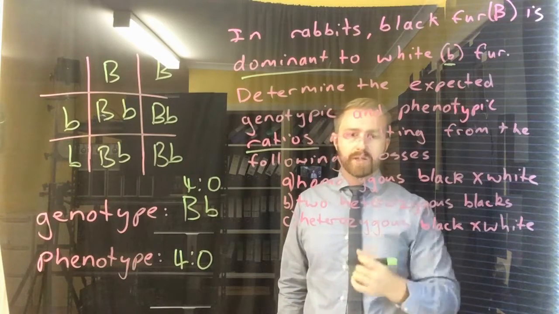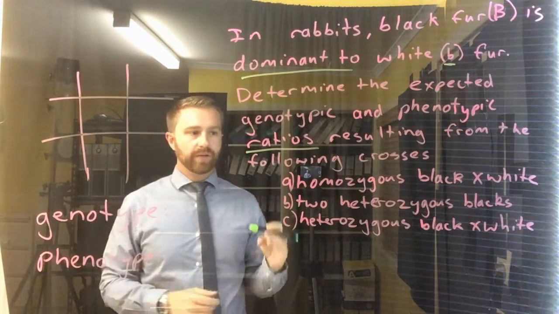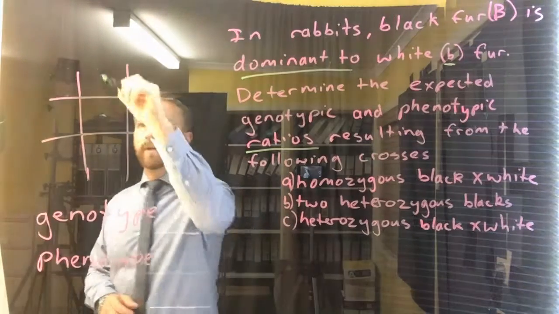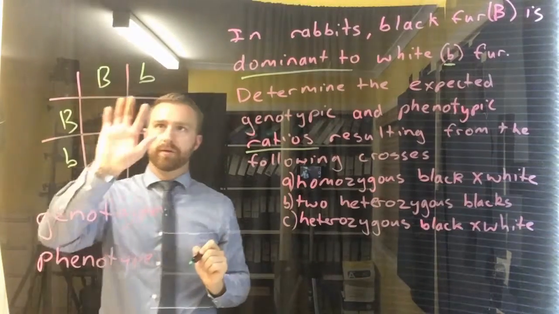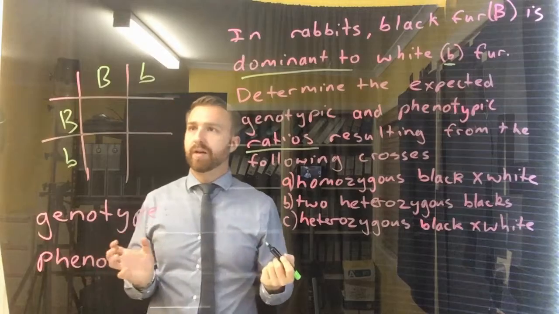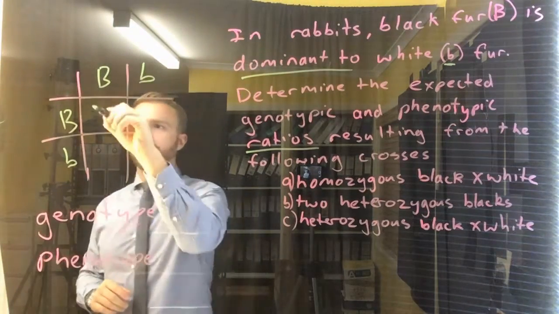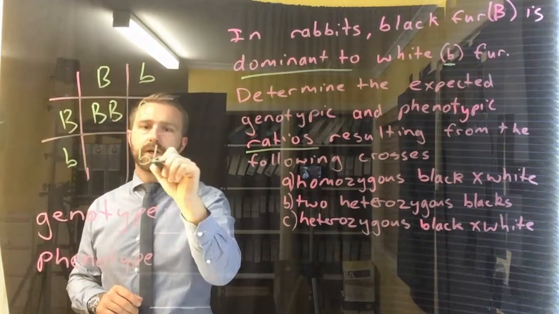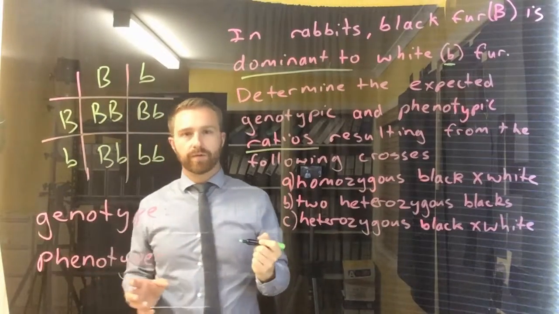Next one though, part B, two heterozygous blacks. So again, first step, we put these into the Punnett square as the parents. So we've got a heterozygous parent there and a heterozygous parent here. And it's the same deal, we just come down and match up with our letters and write those in the boxes. And this is how this one will look.